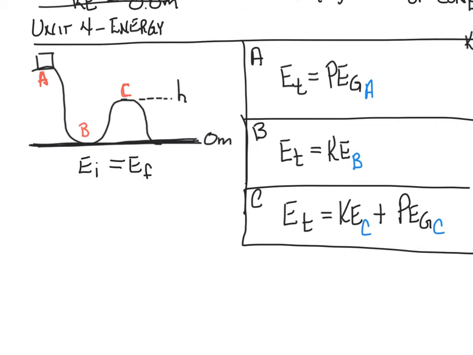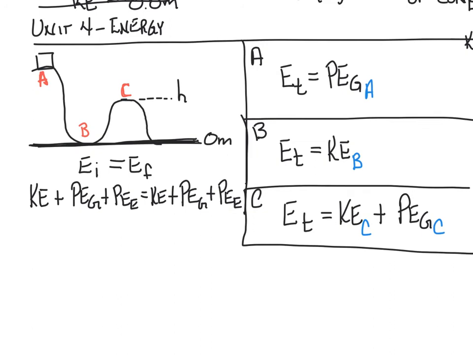Let's expand that out. Knowing what we know about where we're at on position A, and knowing that the question's asking about your location at position C, which energies are in play? Well, at position A, you have only gravitational potential energy.